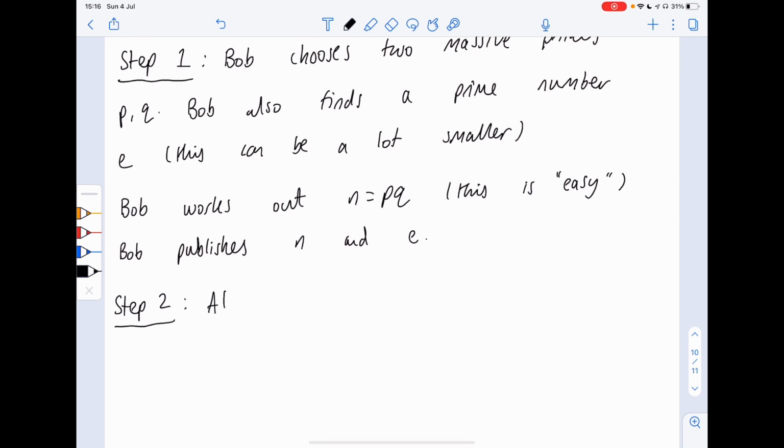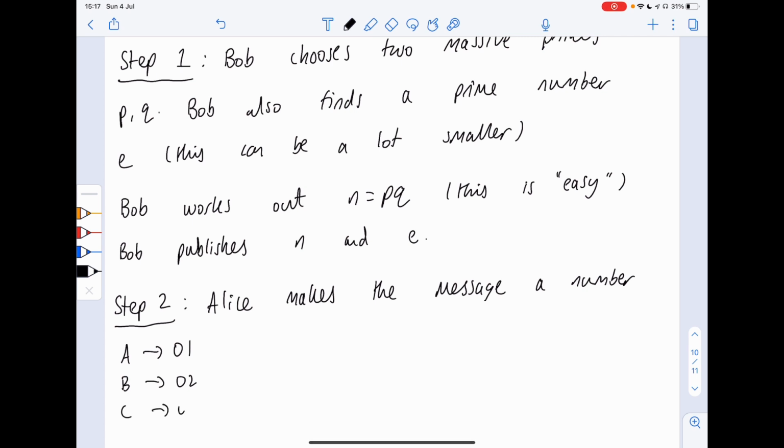So Alice, well, first we want to turn everything into a number. So she makes the message a number. There are lots of different ways you could do this. Maybe you could take the letter A to 01, the letter B to 02, letter C to 03, etc.